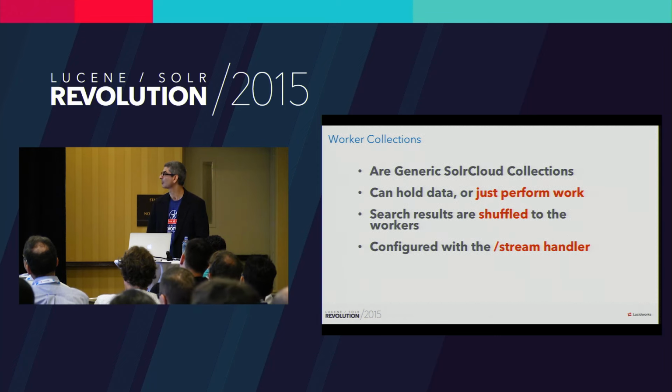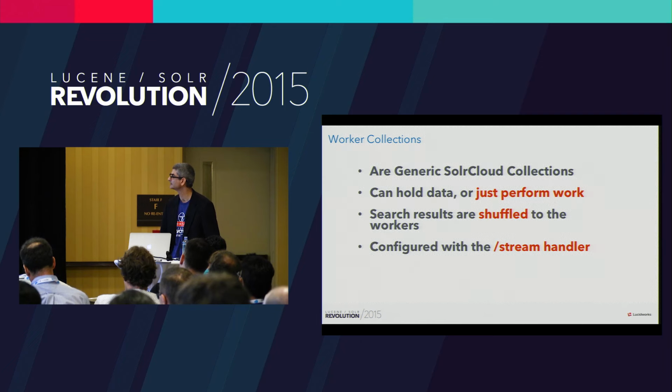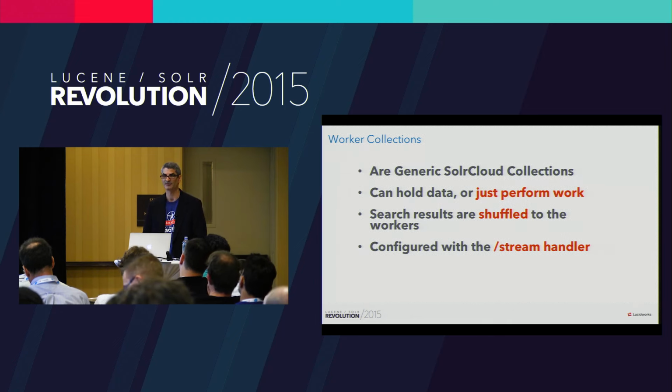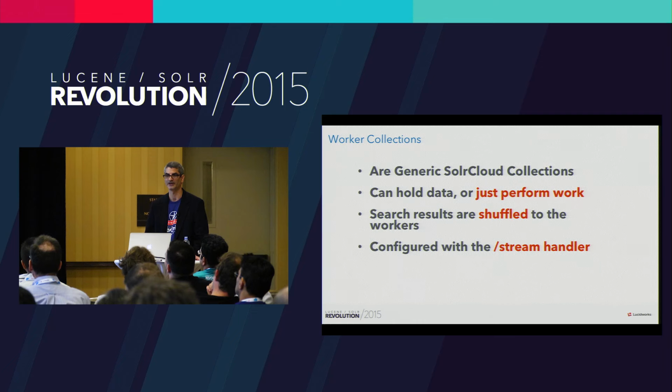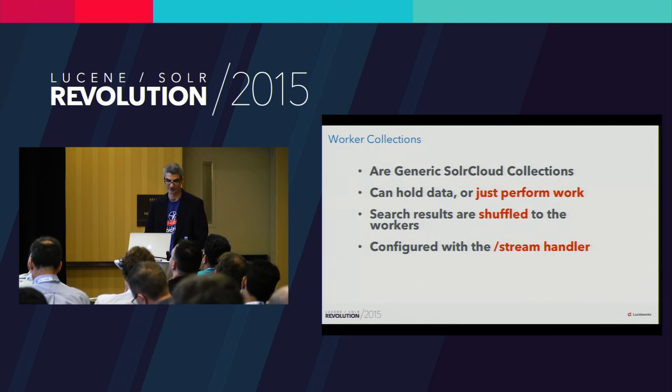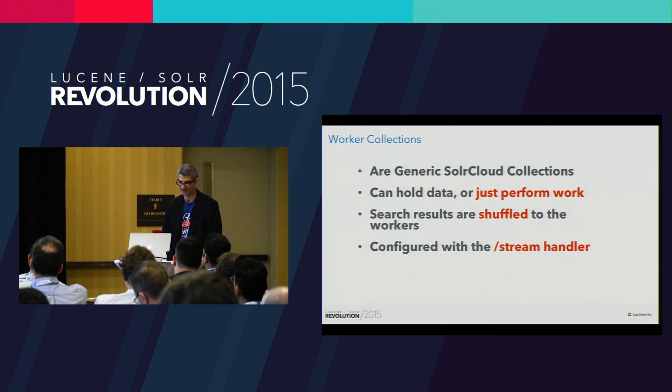Okay, so worker collections are a new feature of Solr Cloud, and essentially they are designed to handle streams that come in and perform operations on them. You can think of them as like Spark workers in a way. They do not have to hold data, but they can hold data. So you can just spin up a collection, leave it there, and send jobs to it. The search results are shuffled to the workers. The only thing that the Solr Cloud collection needs to have configured is the stream handler, which is configured out of the box. So you've got the stream handler, which knows what to do with these requests.